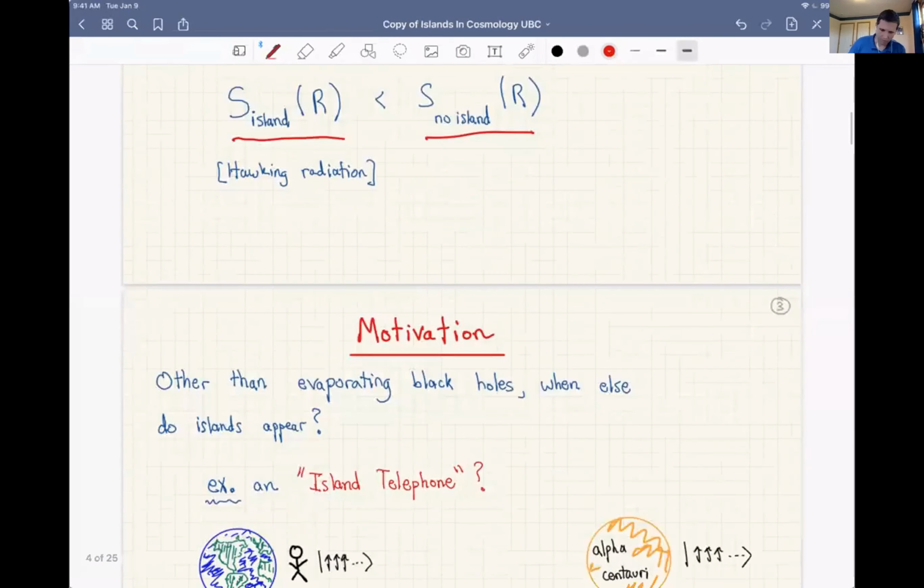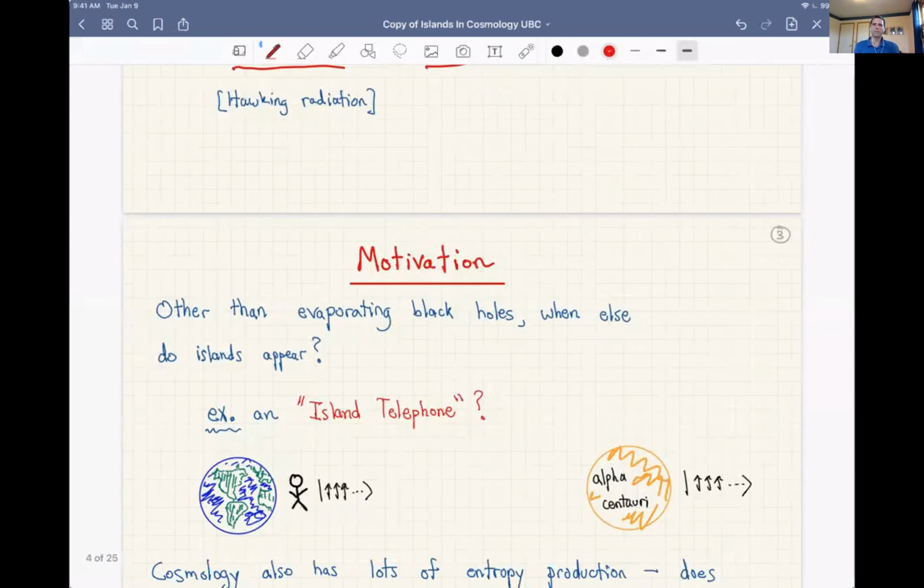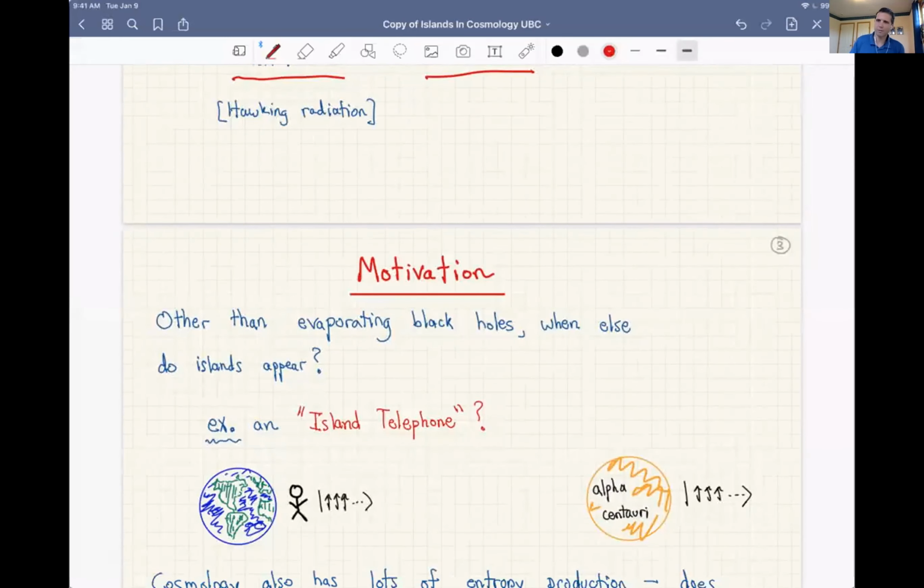Okay, so what I want to do here is ask the question: other than evaporating black holes, when else do islands appear? For a perhaps provocative example, can we make an island telephone? And what is an island telephone? We just said that a distant region in spacetime can be accessed if you have a lot of entanglement with that region. So can we do the following? Can we, as an experimenter sitting on Earth, create a bunch of Bell pairs, then send half of our Bell pairs on a spaceship to Alpha Centauri, and then carefully arrange those entangled pairs in a way that produces an island and allows us to access the quantum state out at Alpha Centauri? Okay, that sounds crazy. Surely this is impossible. It can't possibly be that easy.